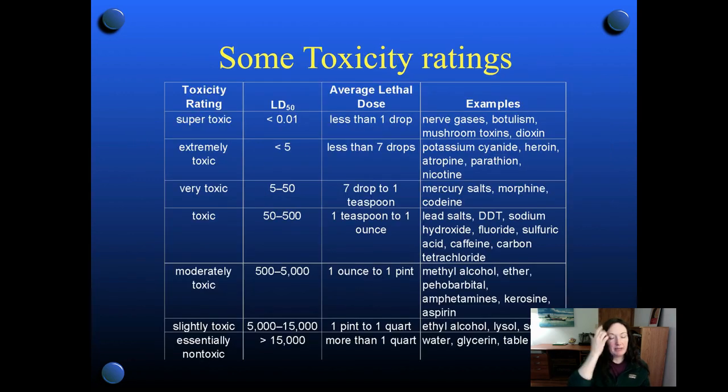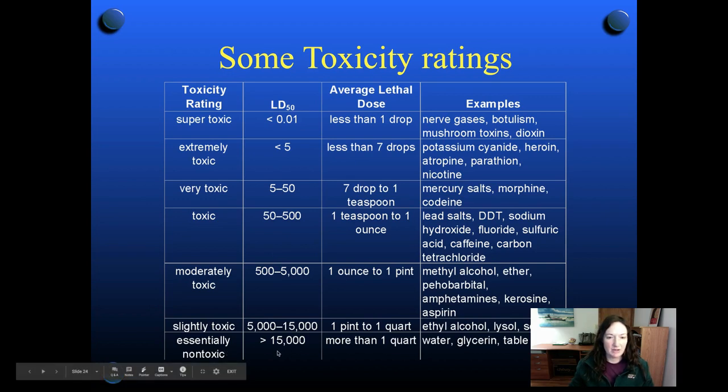Here is a table that I believe I put on your notes packet showing the LD50, or the median lethal dose, for different substances. Super toxic things need a very small amount, less than 0.01 milligrams per 1 kilogram of body weight. Those are like nerve gases, botulism, dioxin, also a nerve gas. And then you have things that are pretty much non-toxic, where you can get 15,000 milligrams per 1 kilogram of your body weight, and they're not going to harm you.